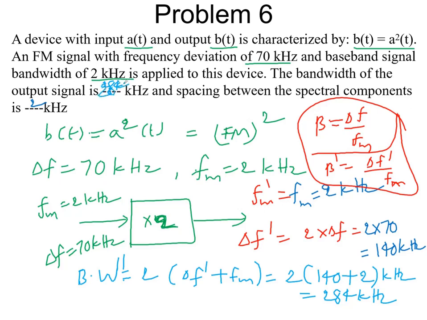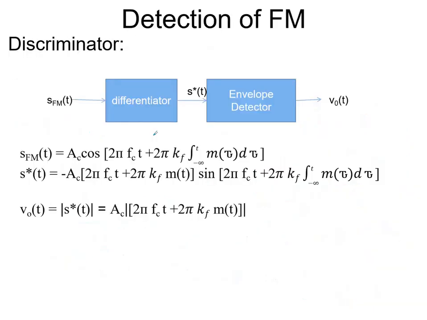That's why this answer here is 284 kilohertz. New bandwidth is 284 kilohertz. Spacing between the spectral components: the spacing between the spectral components is how much? That is your message frequency fm. That's why there is no change in that one. Okay, this is how another variety of problem on the indirect method may be given to you.